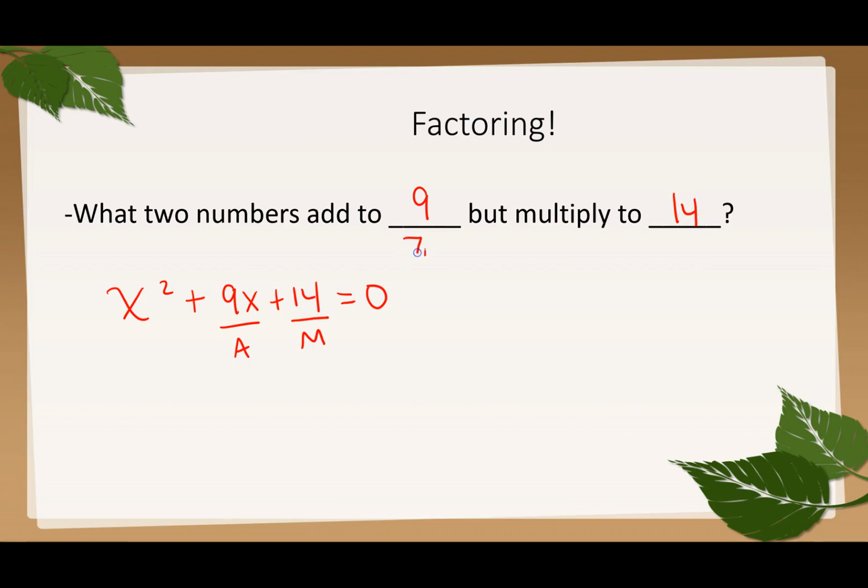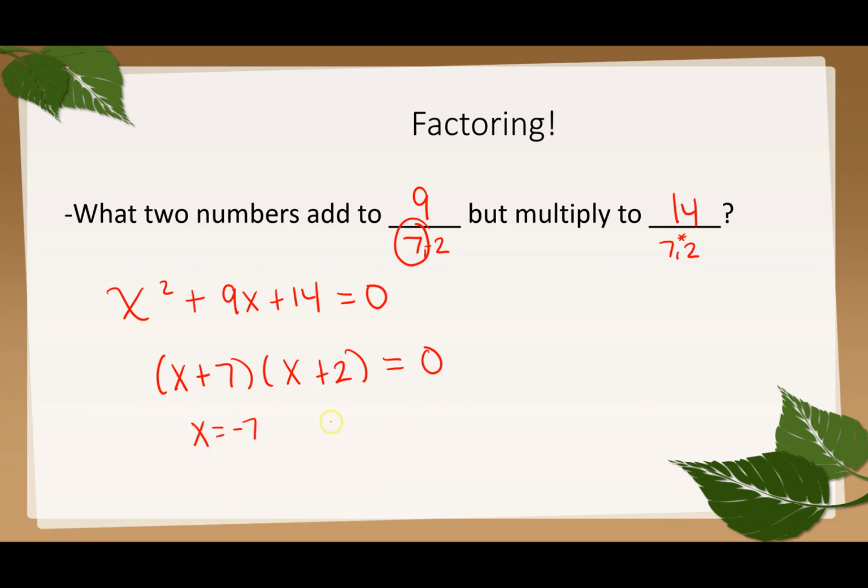If you said 7 and 2, you're correct, because 7 plus 2 gives you 9, and 7 times 2 gives you 14. So I'm going to take this and rewrite this as x plus 7 and then x plus 2. And you're welcome to FOIL this out to see if you get the right answer. And using the trick, I just see my answer is x equals -7 and x equals -2.